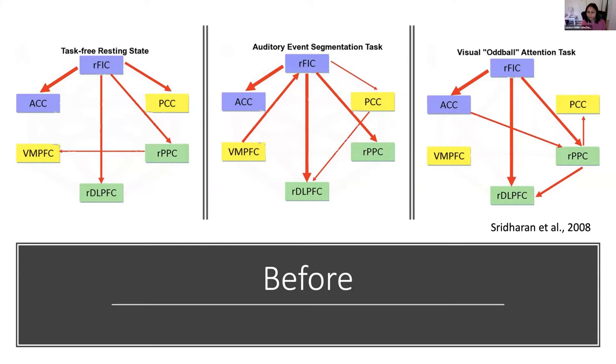And these are just showing causal interactions between the brain areas of these networks in a task-free resting state, during an auditory event segmentation task, and during a visual audible attention task. And I use this figure a lot in talks.